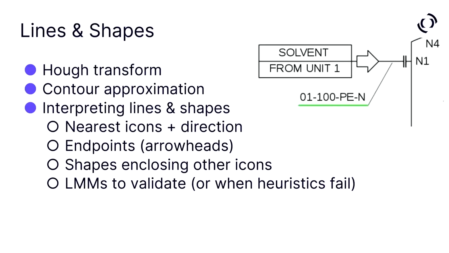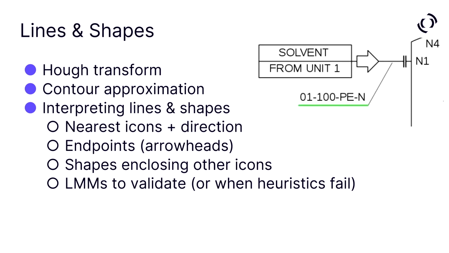Again, once we find these things, we're going to get the bounding area and mask it out to run the final step of the concrete portion, which is getting the lines. Lines and shapes we get from something called the Hough transform, or contour approximation for curved lines. And then we can start getting into the interpreting part.